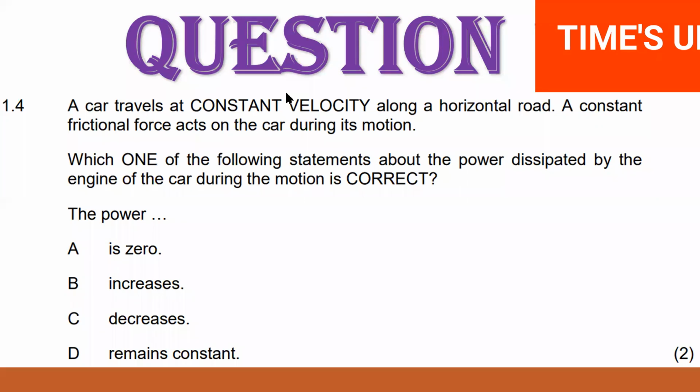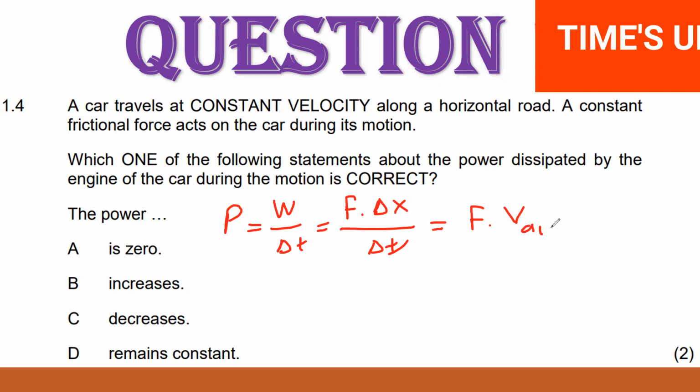What was the power formula? Power equals energy over time, and energy equals force times delta x. We know that over delta t. So delta x over delta t, you are getting average velocity. Or straight formula, you can see on the formula box, power equals force times v average.